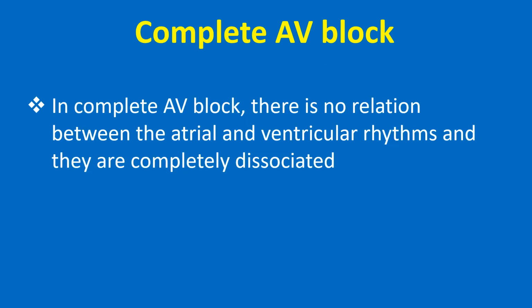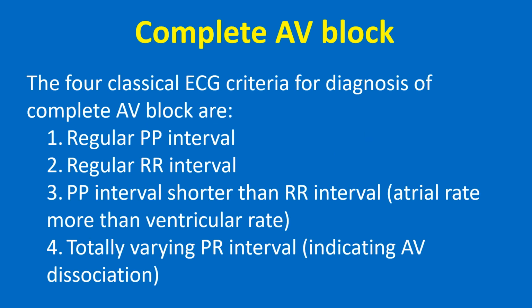In complete AV block, there is no relation between atrial and ventricular rhythms and they are completely dissociated. The four classical ECG criteria for diagnosis of complete AV block are 1. Regular PP interval, 2. Regular RR interval, 3. PP interval shorter than RR interval, that is atrial rate more than ventricular rate, 4. Totally varying PR interval indicating AV dissociation.